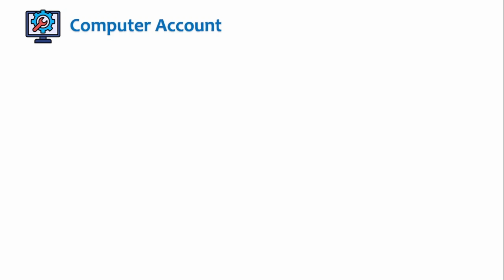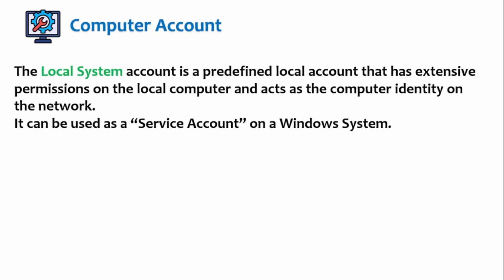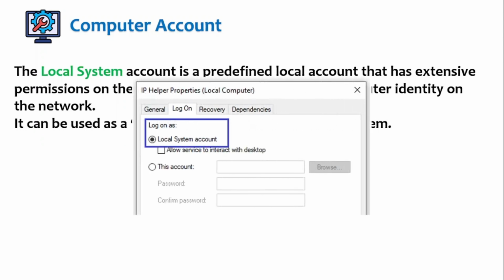The next type is computer account. The local system account is a predefined local account that has extensive permissions on local computers, and it acts as a computer identity on the network. It can also be used as a service account on Windows systems. You might have seen this example: this IP Helper service starts with the local system account. That is the computer account on which this IP Helper service is present.